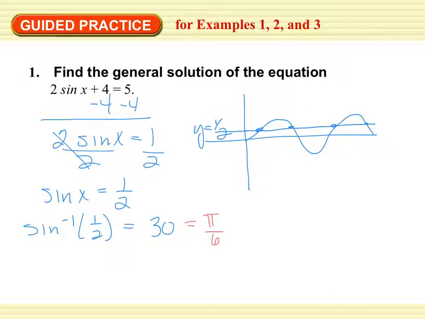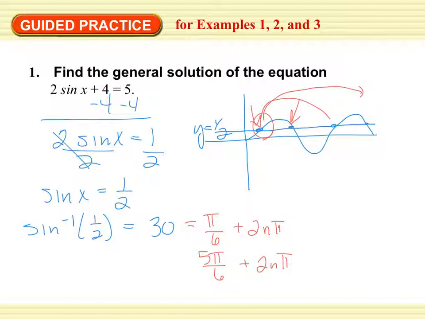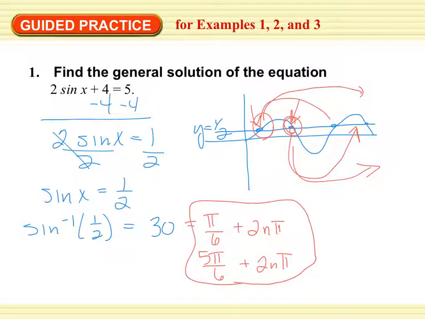Sorry, it's easier for me to do my infinite numbers when I'm in radians. So pi over 6 is my first answer. My second answer is going to be 5 pi over 6. And I can add the 2n pi to that. So we've got our one answer plus 2 pi plus 2 pi, and another answer plus 2 pi plus 2 pi. So there are general solutions.